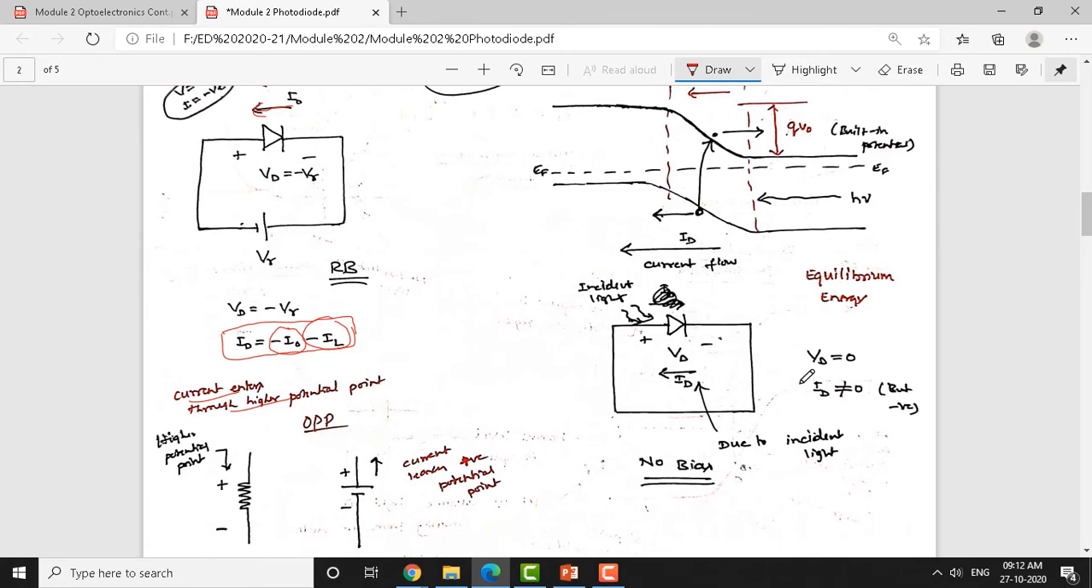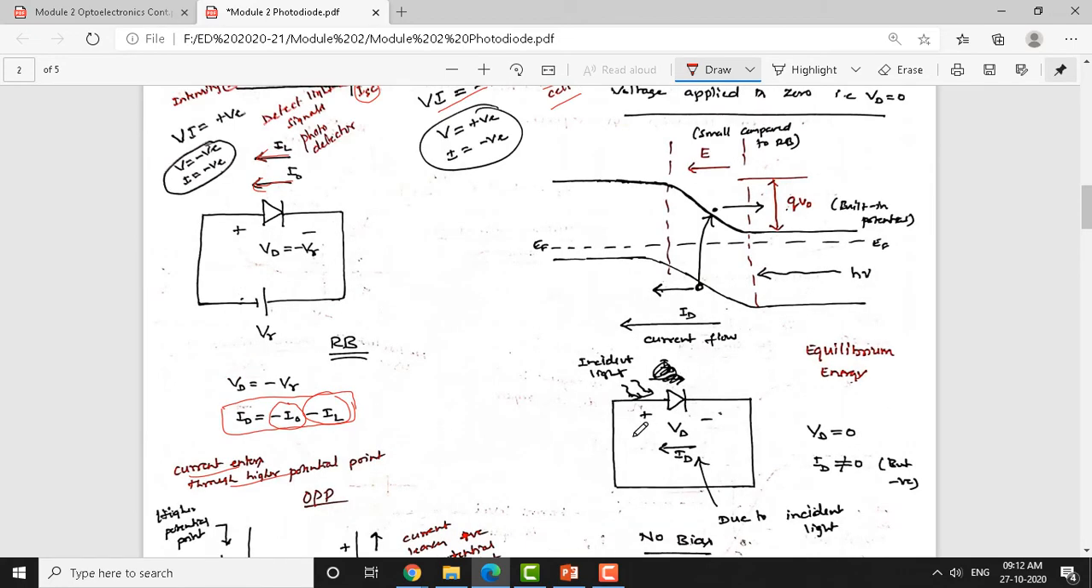Now, here we will discuss whether current flows or not when the voltage across the photodiode is made 0. How do you make the voltage 0? We need to short circuit it. So we have short circuited the photodiode. Now let us look at the energy band diagram and see what happens when photons fall on it.